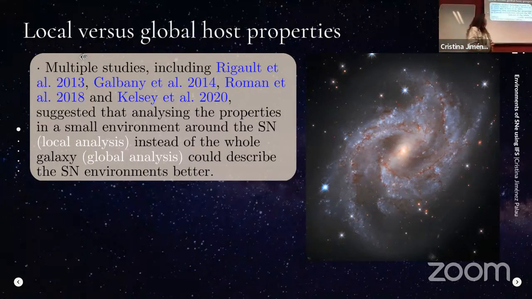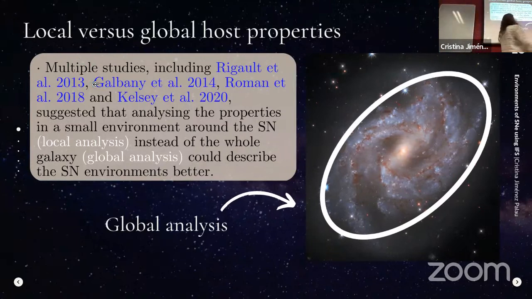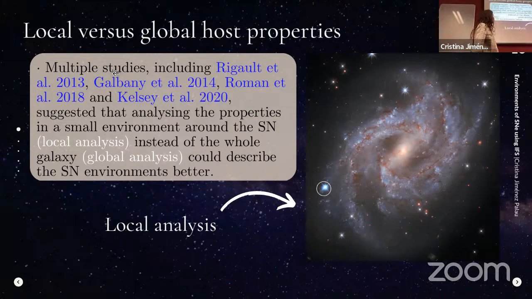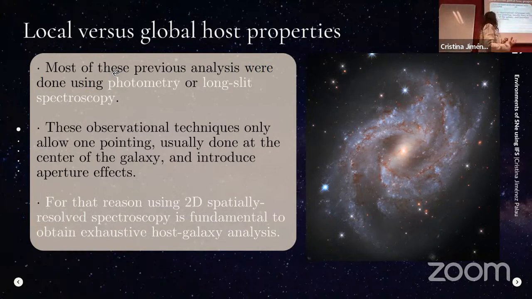Multiple studies realized that there's probably a better approach. So instead of doing this global analysis of the host galaxy, why don't we do this? Study just a tiny environment around the supernova. That's why we should try to analyze the local properties of the environment instead of just the global ones. And that's also a good thing because we need to compare them and see if we can see noticeable differences.